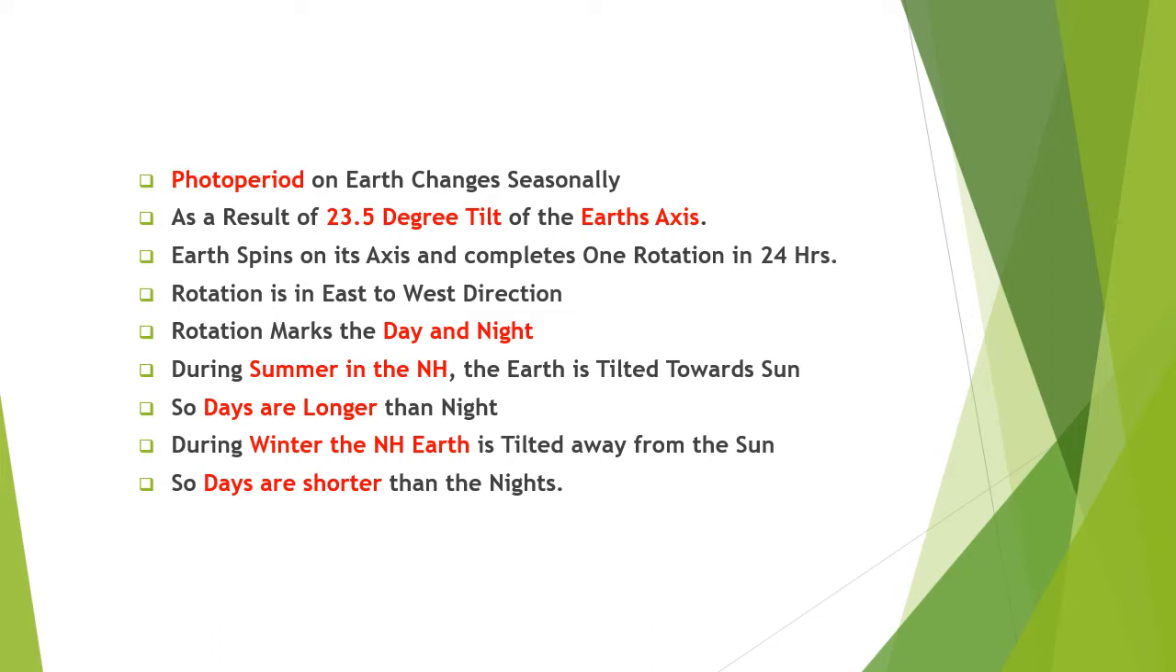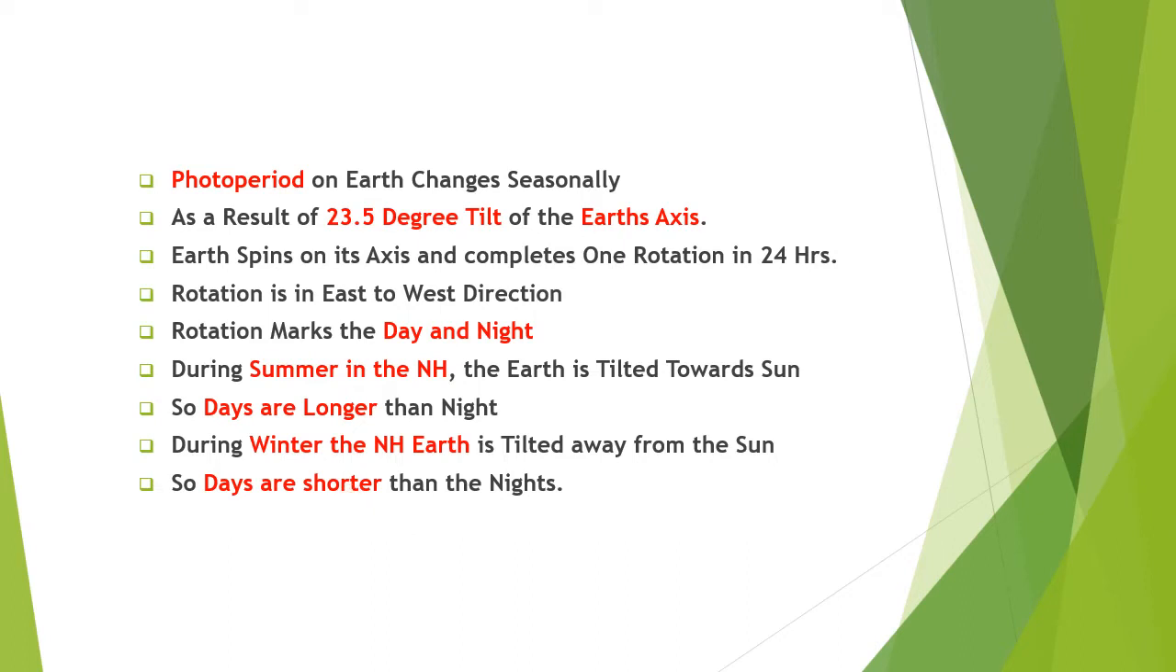What are those astronomical factors? First of all is the axis of the earth, which has a 23.5 degree tilt towards the sun. Earth spins on its axis and completes one rotation in 24 hours. The rotation is in an east to west direction, and rotation marks the day and night. During summer in the northern hemisphere, the earth is tilted towards the sun, so days are longer than nights. During winter in the northern hemisphere, the earth is tilted away from the sun, so days are shorter than the nights.